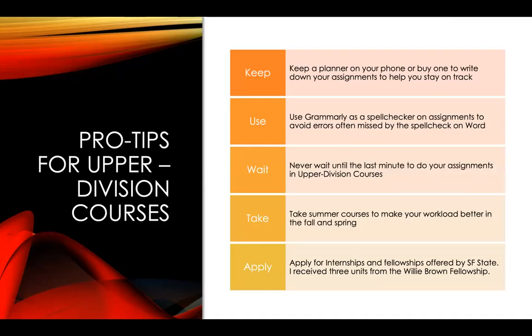And pro tips for upper division courses. I recommend keeping a planner on your phone or buying one from somewhere like the dollar store or Walmart to write down all your assignments to help you stay on track. In upper division courses, it's very important to stay on track because these assignments require a lot of critical thinking and a lot of writing. So I do recommend writing down your assignments and planning your week out on a weekly basis to help you stay on track because this is very important in upper division courses.